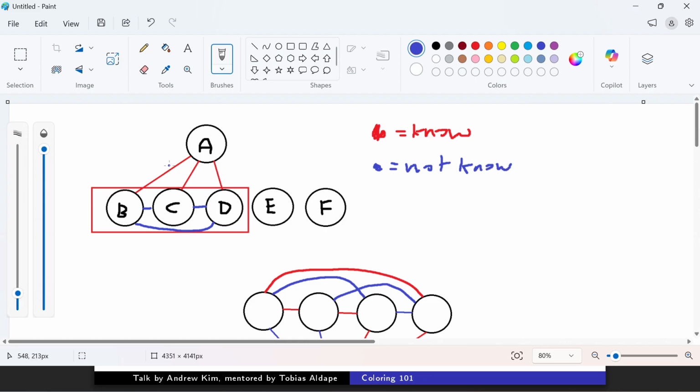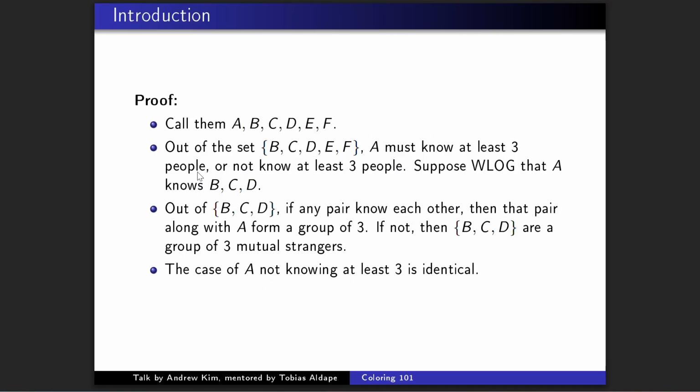What I'm claiming in this example is that either you have a red triangle or a blue triangle, because the triangles are groups of 3, and a red triangle means they all know each other, and blue means that they all don't know each other. So let's see why this is true.